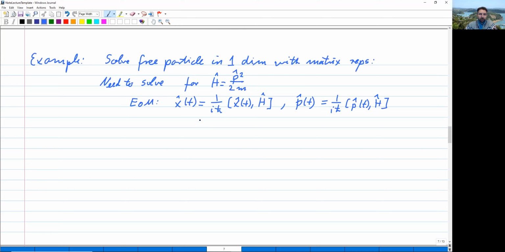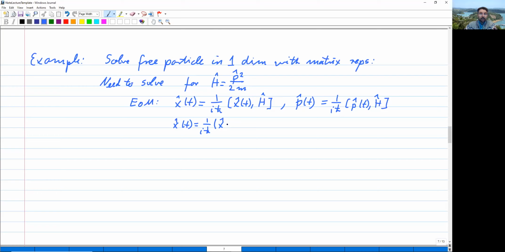That's the Heisenberg equation of motion. Well, let's solve this first one. What do we have? We have that x hat of t is equal to 1 over iħ. It's going to be a little bit tedious, but let's do it once. So we have x hat, and I'm dropping the t here. We know it's going to be time dependent.